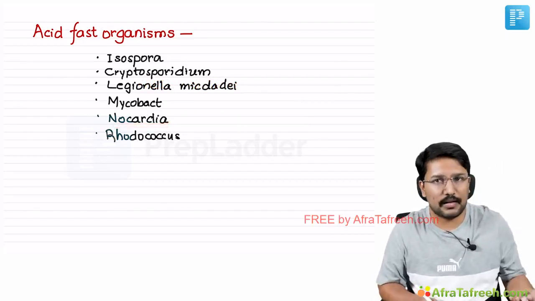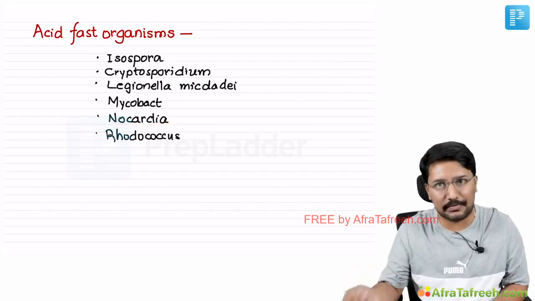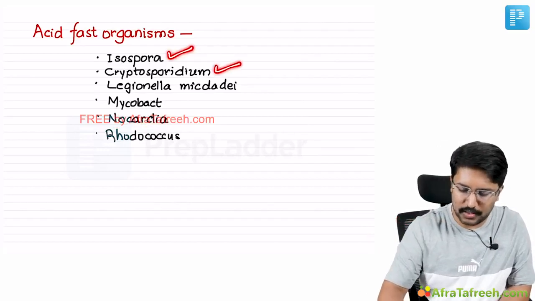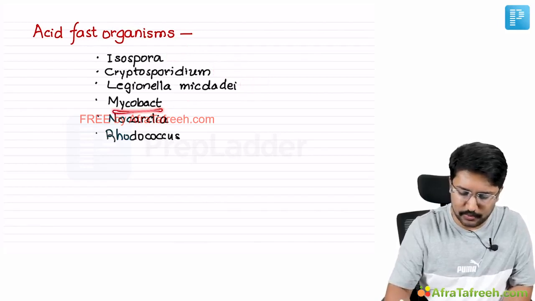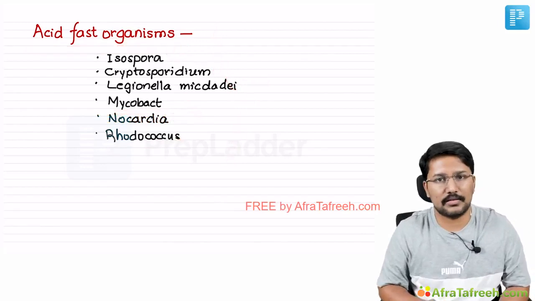So you have a respiratory illness. Nocardia also can cause cavitary lesions. Nocardia can also be acid fast positive, right? So Isospora, Cryptosporidium, Legionella micdadei, Mycobacteria, like we were just talking about, Nocardia and Rhodococcus. These are the organisms which can be acid fast, right?